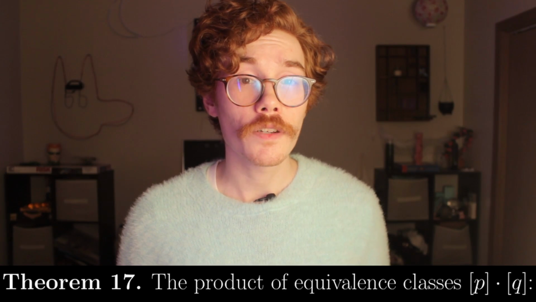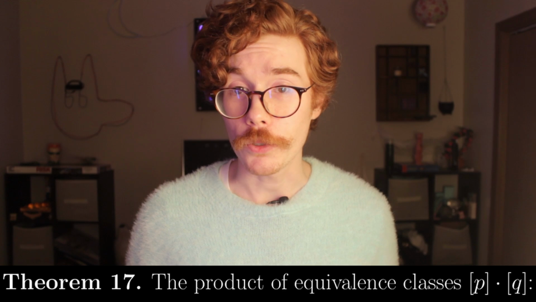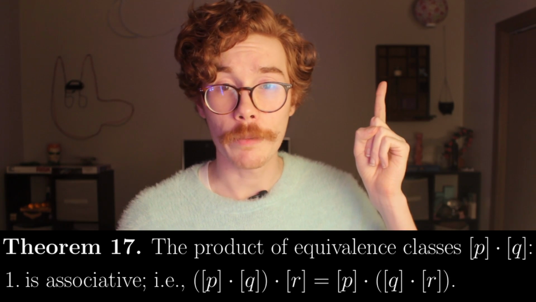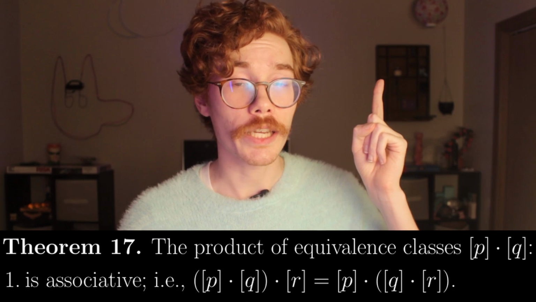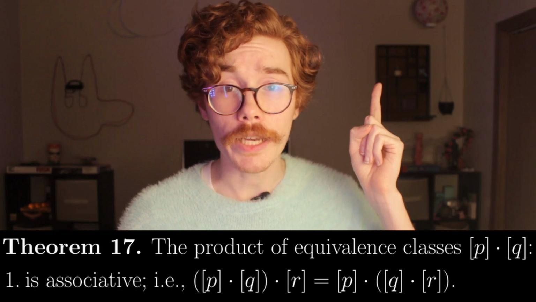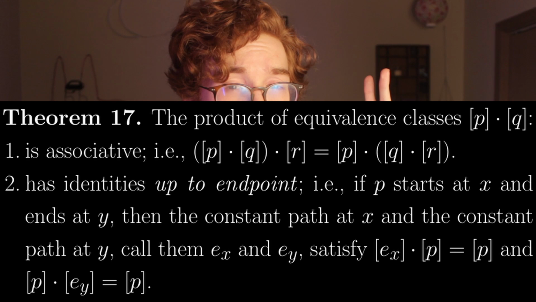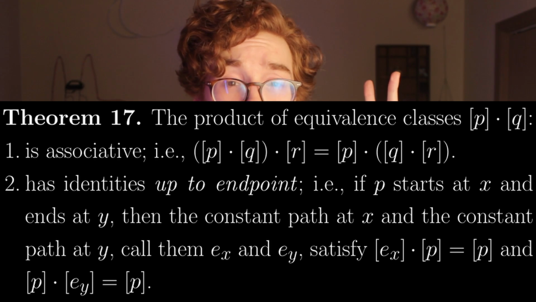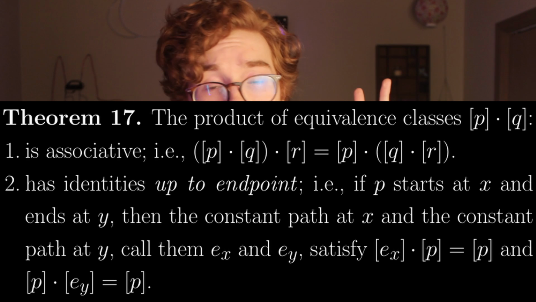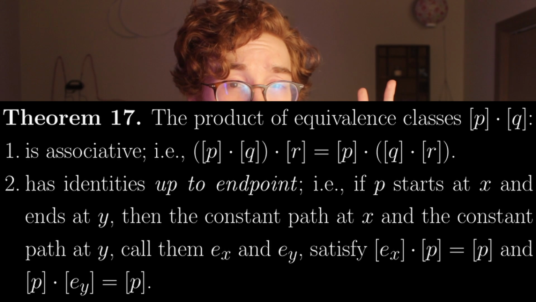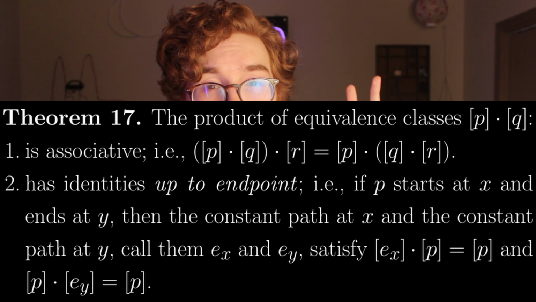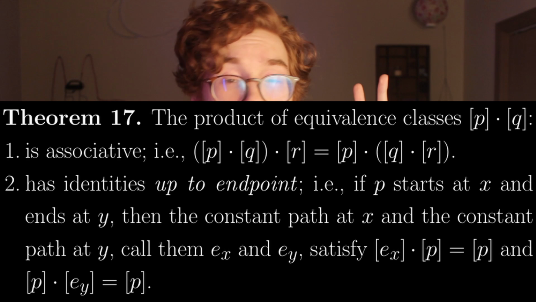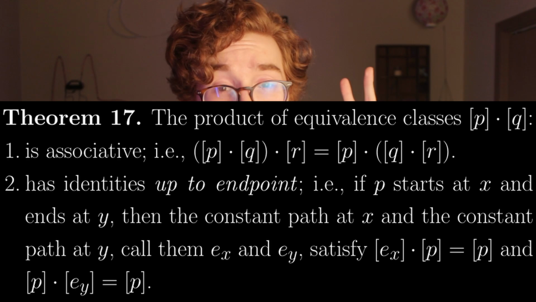The product of classes bracket p times bracket q is associative, meaning bracket p times bracket q, then multiplied by bracket r, is the same as bracket p times the product of bracket q times bracket r. It has identities up to endpoint, which means that if p starts at x and ends at y, then the constant paths at x and y, call them e sub x and e sub y respectively, satisfy bracket e sub x times bracket p equals bracket p, and bracket p times bracket e sub y equals bracket p.